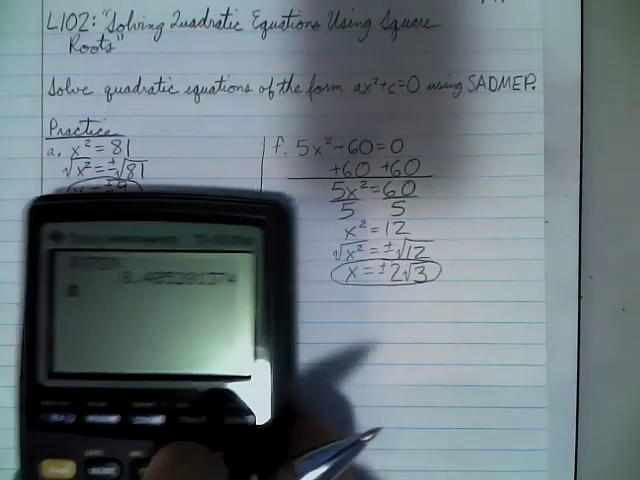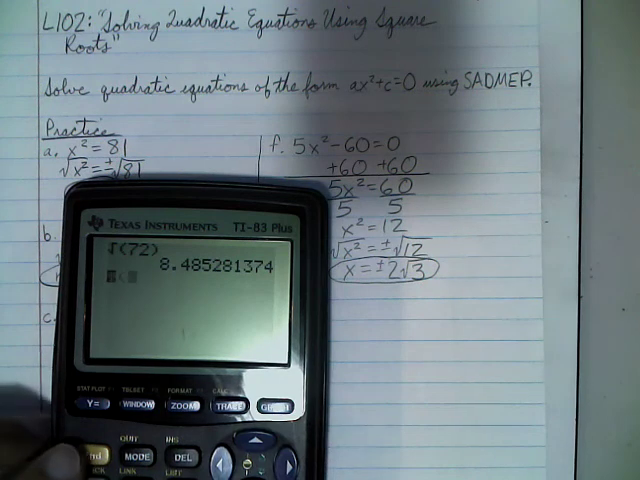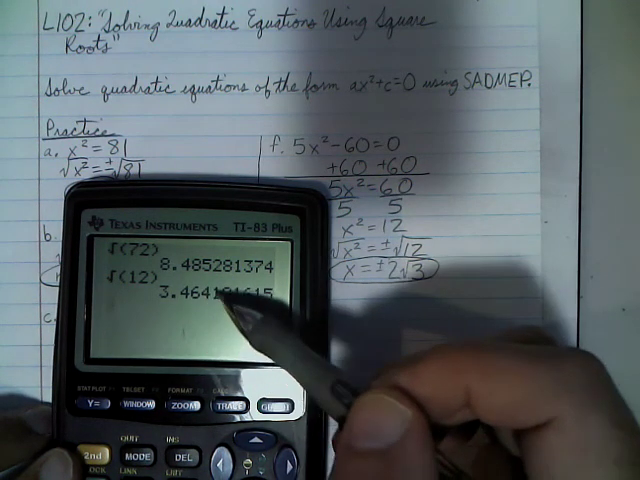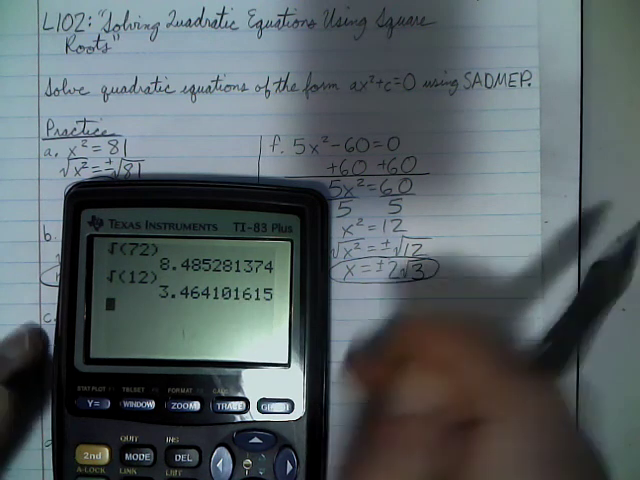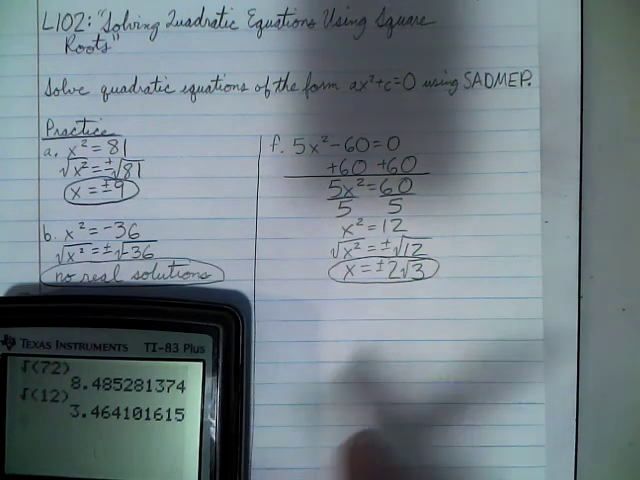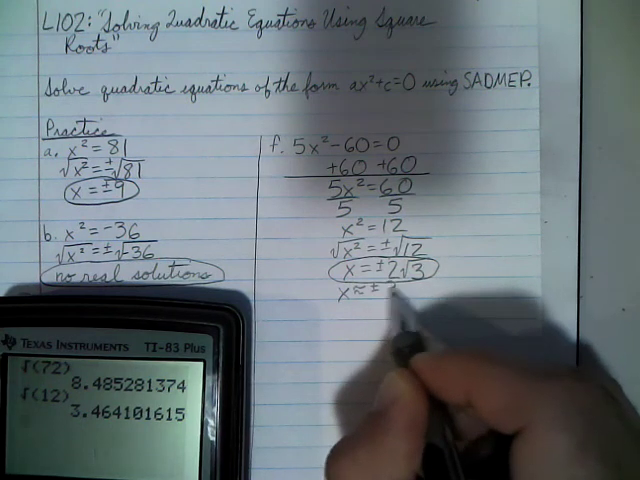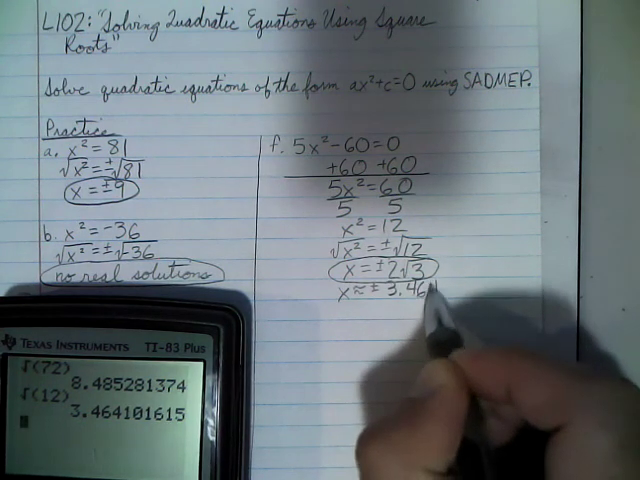Again, if I want the approximate, I'm going to grab my calculator. I'll do the square root. It's just easier to do the square root of 12. And so round it off to the nearest thousandth, 3.464, and then the 1 would tell me to round down, meaning that all that just goes away. So x is approximately equal to plus or minus 3.464.